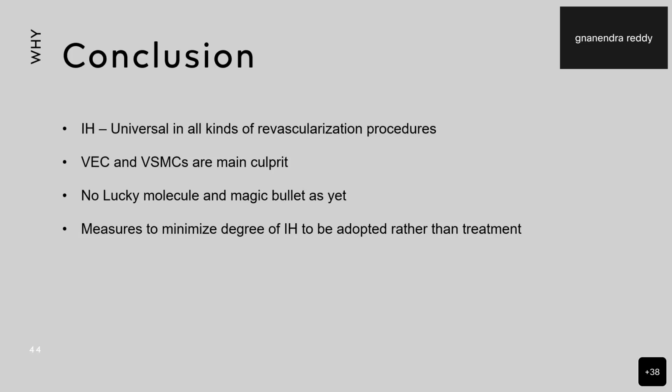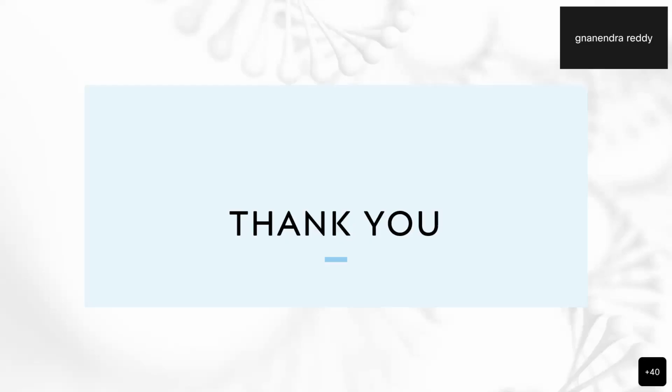So, concluding, intimal hyperplasia is universal in all kinds of revascularizing procedures which we see. Histologically, the vascular endothelial cells and smooth muscle cells are the main culprits in the pathophysiology. However, there is no single lucky molecule or magic bullet identified so that we can address this issue properly. So the measures to minimize the degree of intimal hyperplasia are better to be adopted rather than searching for the treatment. Thank you for your attention.